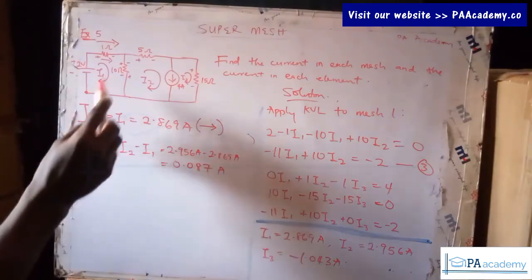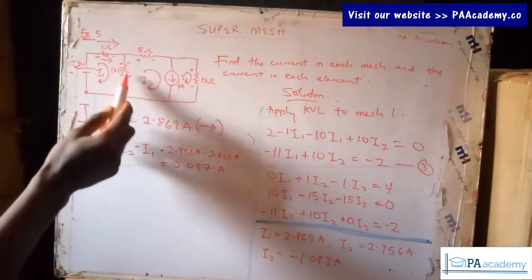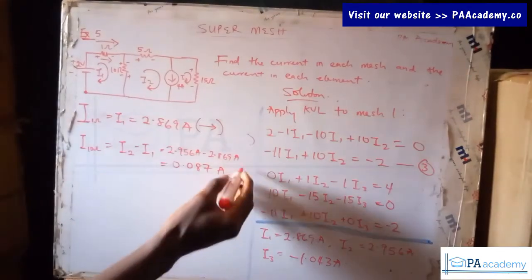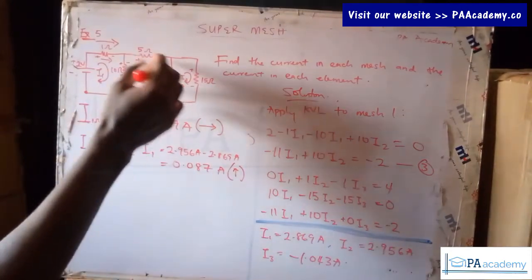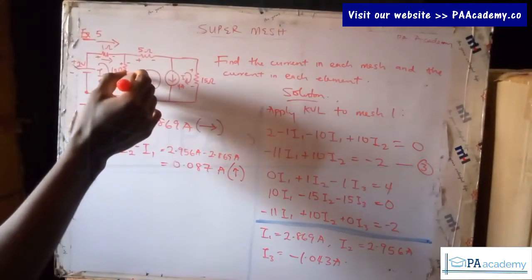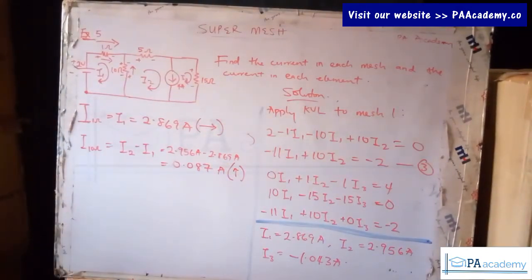I2 has a higher value, so the direction of I2 on the 10 ohm resistor is what? It is upward, because like this. So this is how it will look. So when it is flowing, and when it gets to I2, it is flowing upward. I hope that makes sense. Alright, so that is it for the 10 ohm.